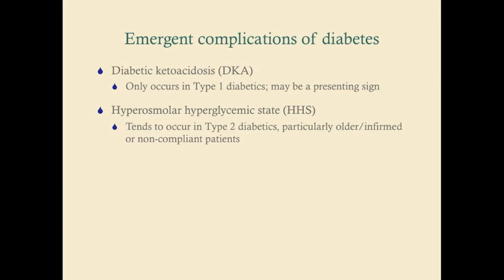So there's diabetic ketoacidosis. This only occurs in type 1 diabetics, and because type 1 diabetics can be children, and we don't screen children for diabetes, it can be a presenting sign of diabetes. This could be the first manifestation of their diabetes. And then there's hyperosmolar hyperglycemic state, HHS. This tends to occur in type 2 diabetics, but it tends to occur because a patient is either non-compliant or they're older and infirmed and they can't drink water.